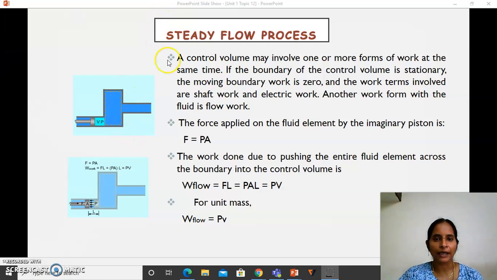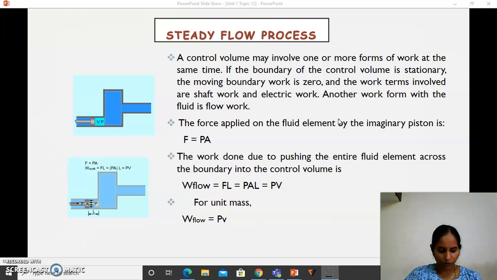Now let me come to the definition. Control volume may involve one or more forms of work at the same time. So here any types of mass and any types of energy transfer can take place in this control volume. If the boundary of the control volume is stationary, then the moving boundary work is zero. The work terms involved are shaft work and electrical work. Now, flow processes constitute an open system through which the working fluid enters and leaves the system through the surface of the system.